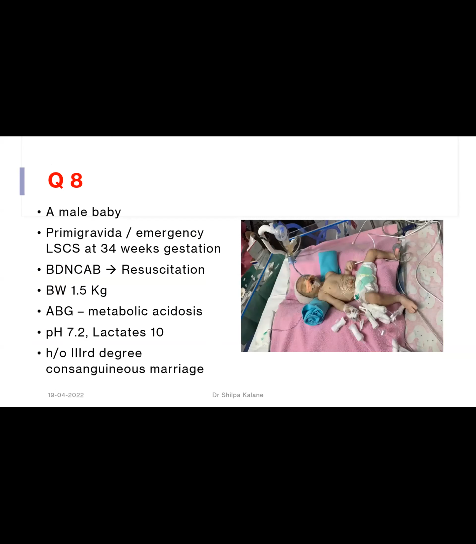A male baby born to a primigravida by emergency cesarean section at 34 weeks of gestation. Baby did not cry after birth. Required resuscitation. Birth weight was 1.5 kilo. ABG showed within 1 hour severe metabolic acidosis. pH was 7.2, lactates were 10. There was third degree consanguineous marriage. Okay, this baby is born of a third degree consanguineous marriage.